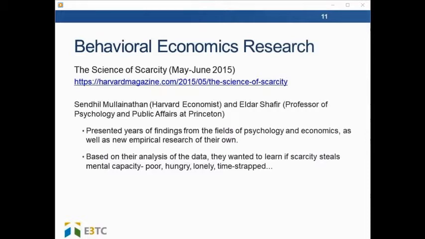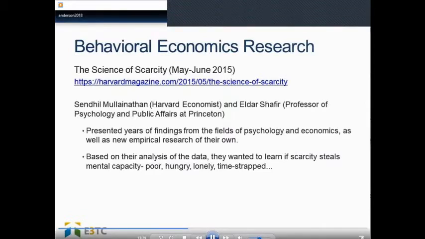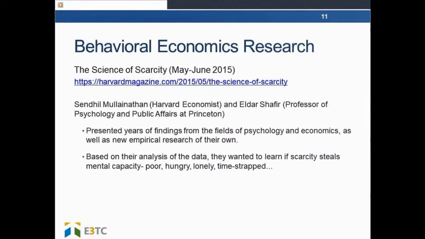But essentially two researchers, an economist at Harvard and a psychologist at Princeton, decided to collaborate. And they pulled together years of findings from the fields of psychology and economics and added their own empirical research to this. The research question that they had was whether scarcity, that lack of resources, steals mental capacity. And again, whether that is you're poor, with a lack of income, you're hungry, lack of food, lonely, lack of social connections, or time-strapped, or all of the above.